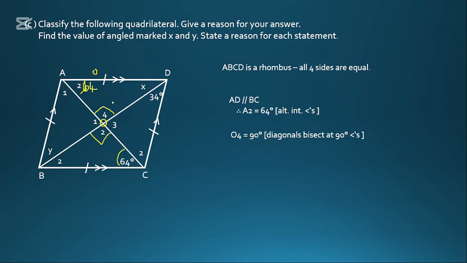Right. So in this step, angle O4 here is equal to 90 degrees. Why? Diagonals bisect at 90 degree angles. Right. Next step: x plus 64 plus 90 is equal to 180, so x is equal to 180 minus the 90 minus the 64. Why? Three angles of a triangle. And we get x is 26.